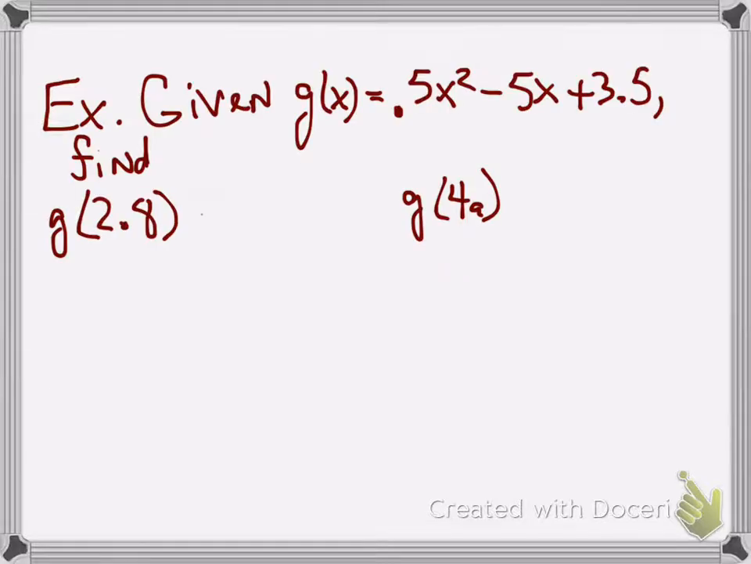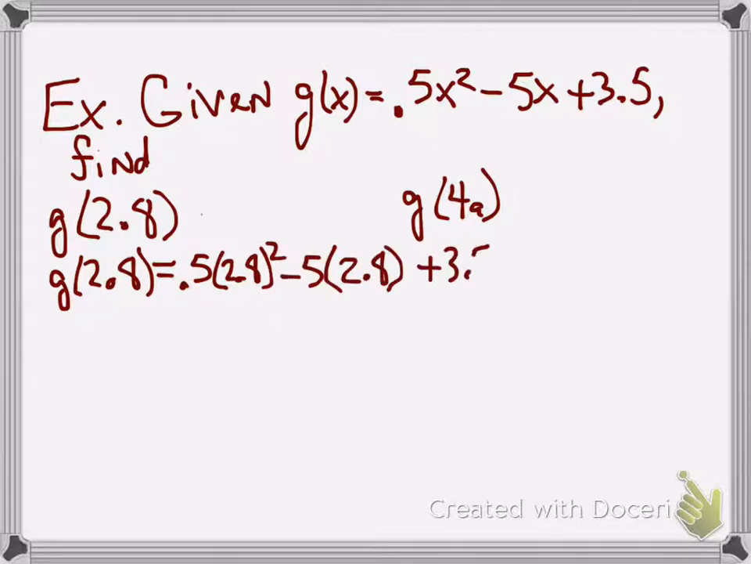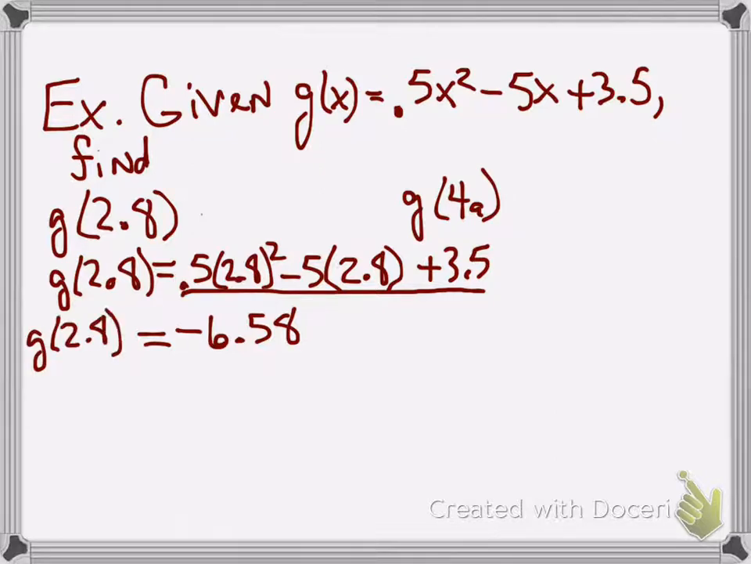Okay, so here's another example. Take g of x equal to 0.5x squared minus 5x plus 3.5. All you're doing is plugging in the 2.8 in place of the x. I would use a calculator for that and then see what you get for an answer. What you would be typing into the calculator is this right here. Then you'd press enter and see what you get for an answer. In this case, you should be getting 6.58. That would be your answer for that one.